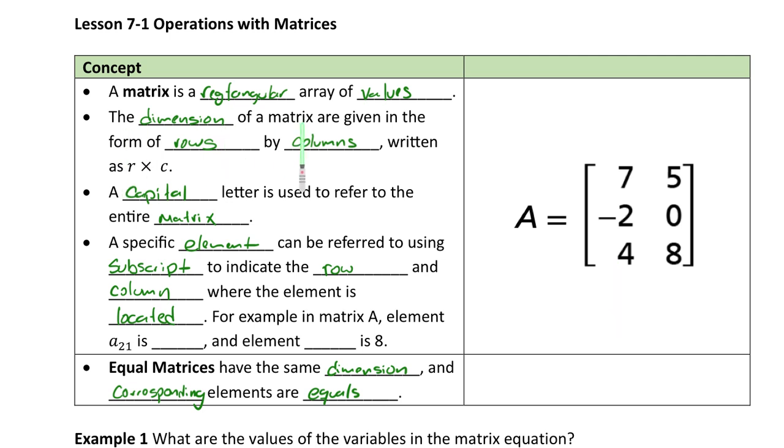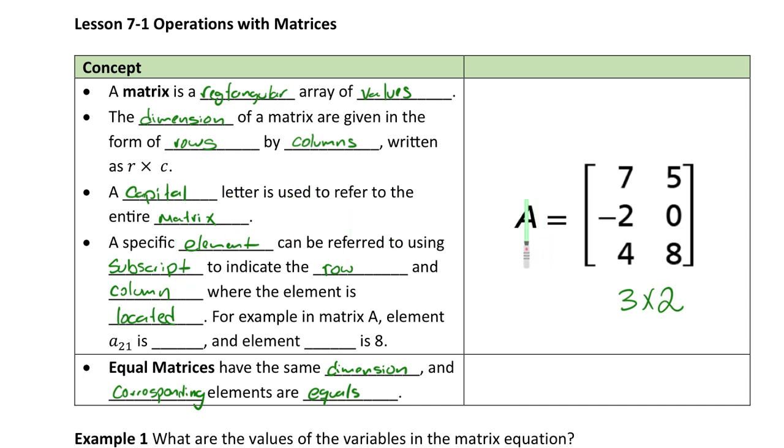The dimensions of a matrix are given in the form of rows by columns, written as R times C. Rows is how many rows we have going down, so that means that we have 1, 2, and 3. And then columns is going sideways, so I got 1 and 2. So that means that this matrix here is a 3 by 2.